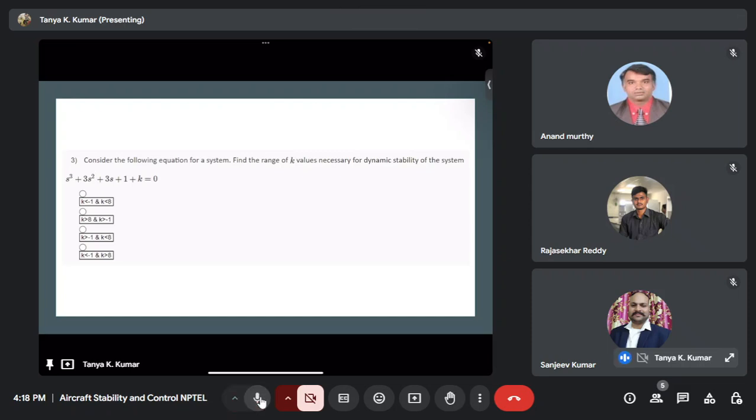So one condition is straightforward, right? All the coefficients must be greater than 0. So you have 1 plus k should be greater than 0. So k should be greater than minus 1. So that is one condition.